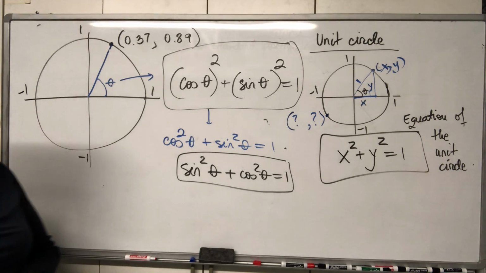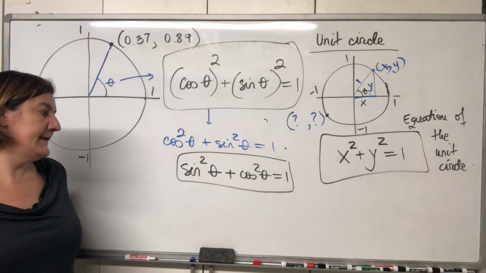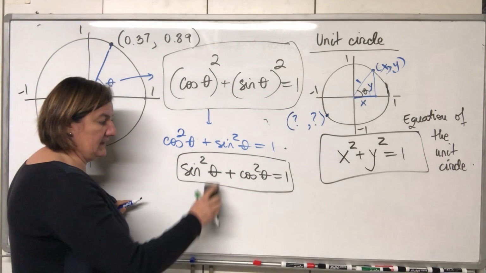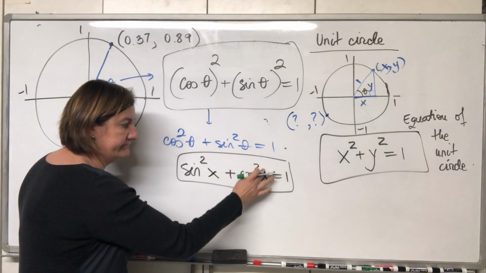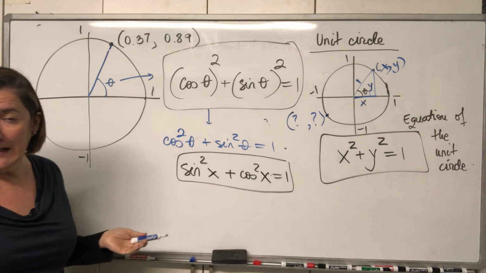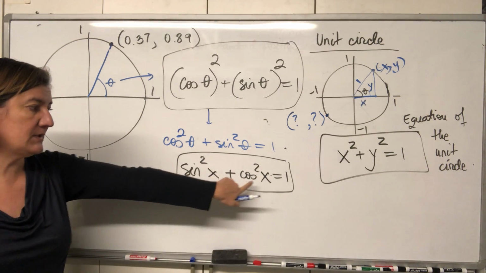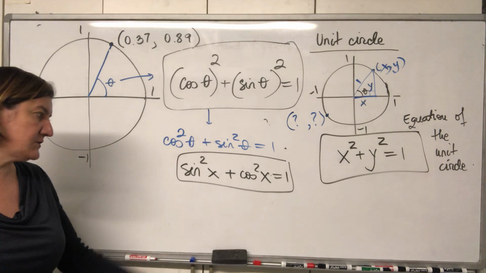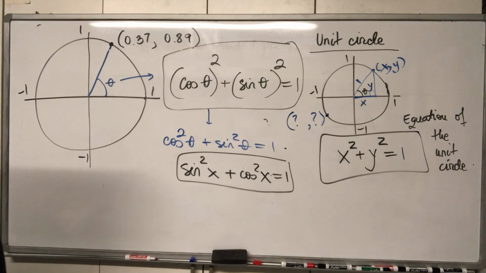That's the mainstream formula. That's how you will see it written. And again, it doesn't just have to be a theta, right? It could be a what? Could be an x, could be an angle A, could be an angle alpha, whatever it wants to be, but it's a value, right? And it's important that it's the same value. So sine squared of some number plus the cosine squared value of that same number is equal to 1.